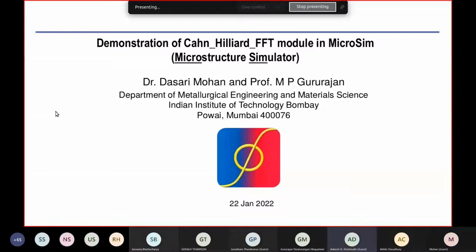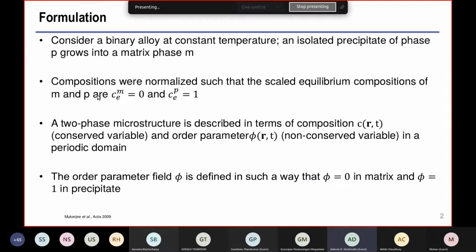Today we come to the last session, on the demonstration of a Cahn-Hilliard FFT module in MicroSim. It solves the phase field evolution equations, the same Cahn-Hilliard equation and Allen-Cahn equation, for precipitate growth or spinodal decomposition. I would like to give a brief introduction, as we are going through all the phase field lectures, so we may come across similar equations again.